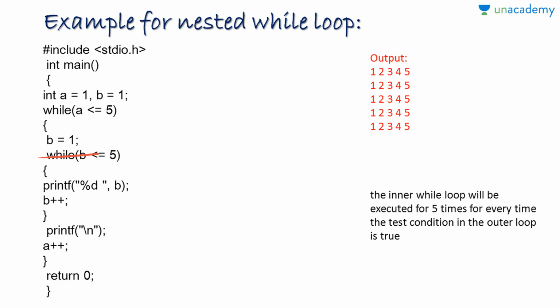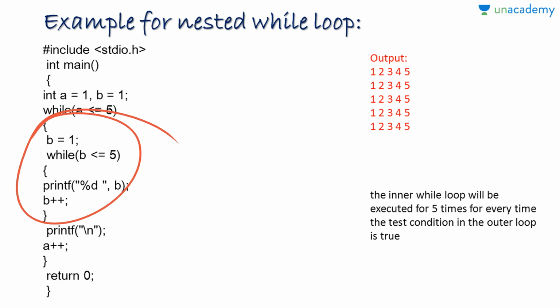So now inside this outer while loop, our value of b is 1. Print the value 1, then increment it. 2 is also less than or equal to 5. Print the value of b, that is 2. Increment it. So 3 is less than or equal to 5. Print the value of b, that is 3. And increment it. So it keeps continuing. Then after b is equal to 5, it comes out of this while loop.